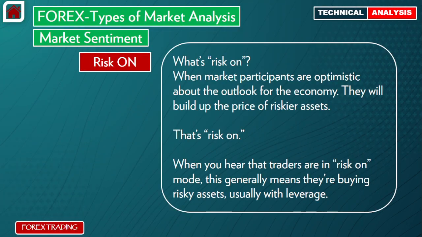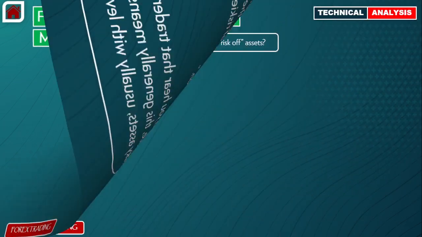So what is risk on? Risk on is when market participants are optimistic about the outlook of the economy. They will build up the price of the riskier assets. That is called risk on. When you hear that traders are in risk on mode, this generally means they are buying risky assets, usually with leverage. So risk on is an environment where the market has a very positive sentiment and investors are willing to buy risky assets.